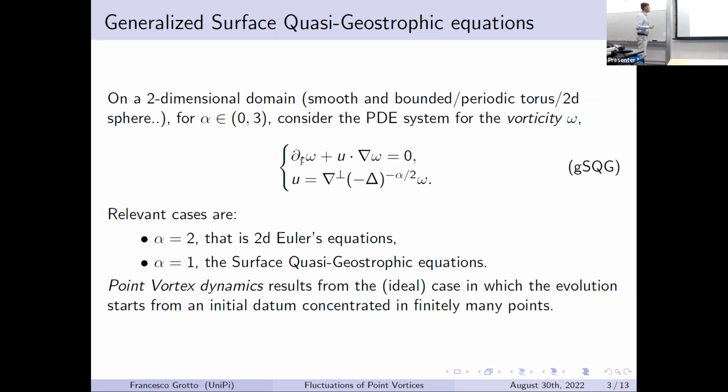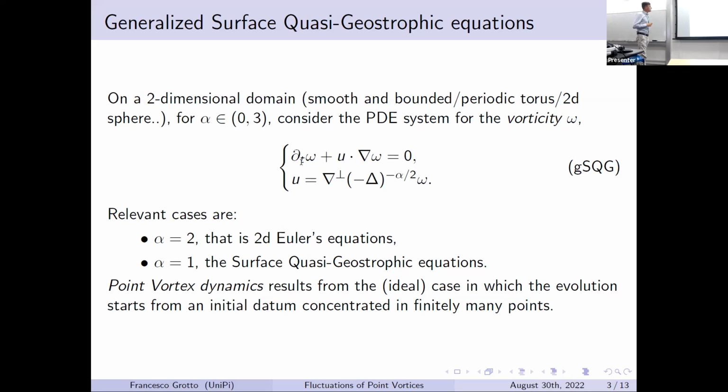But then more generally, you can take alpha in the interval 0 to 3, and what happens towards 3 is that the interaction becomes less and less important. And so in the end, maybe this I will discuss later. Anyways, this is the range of parameters I will consider.